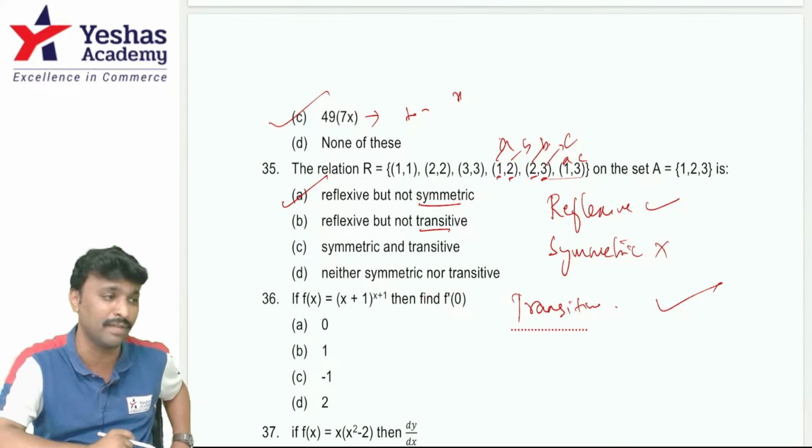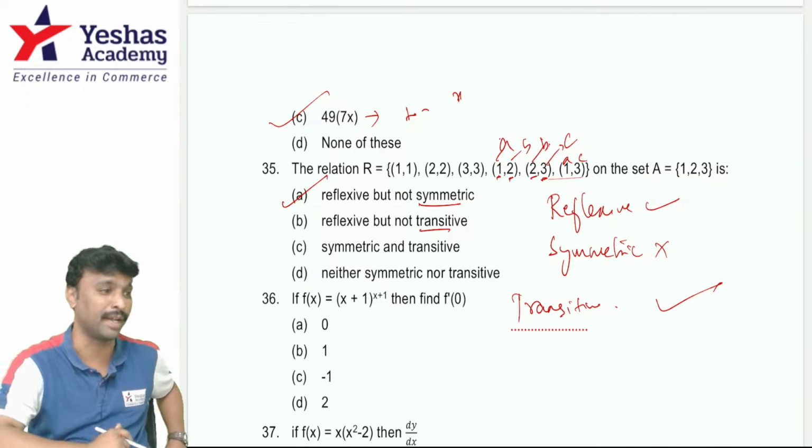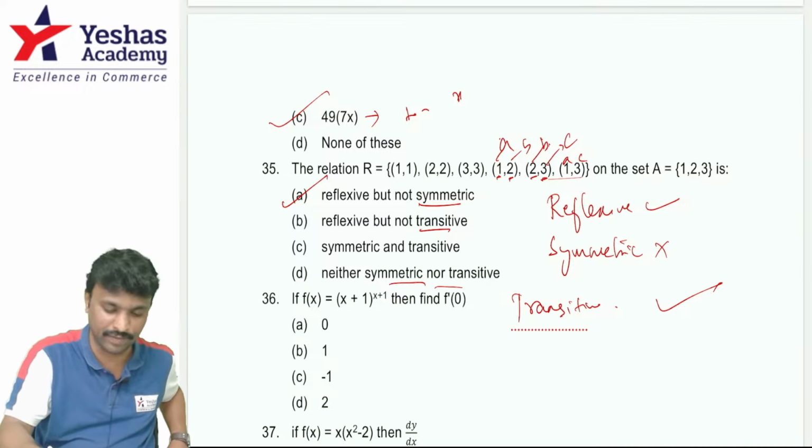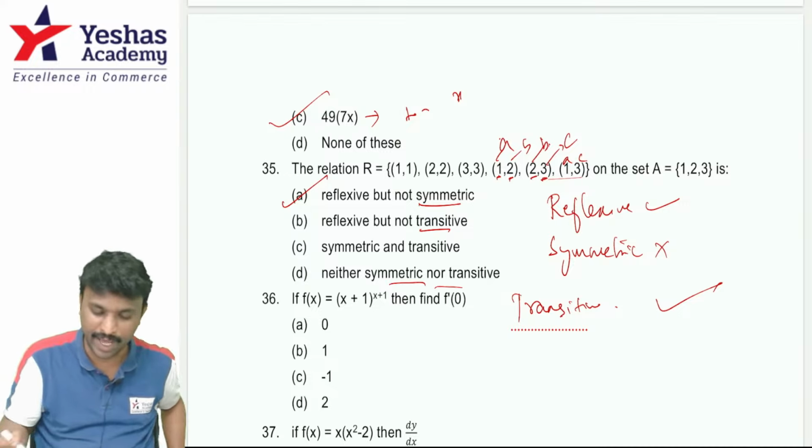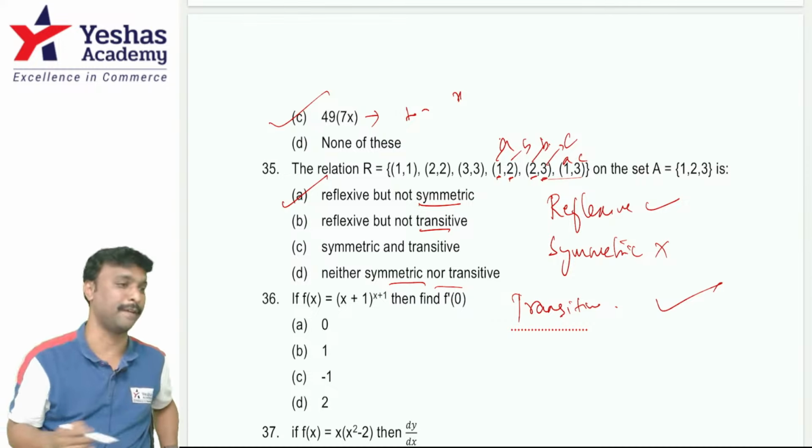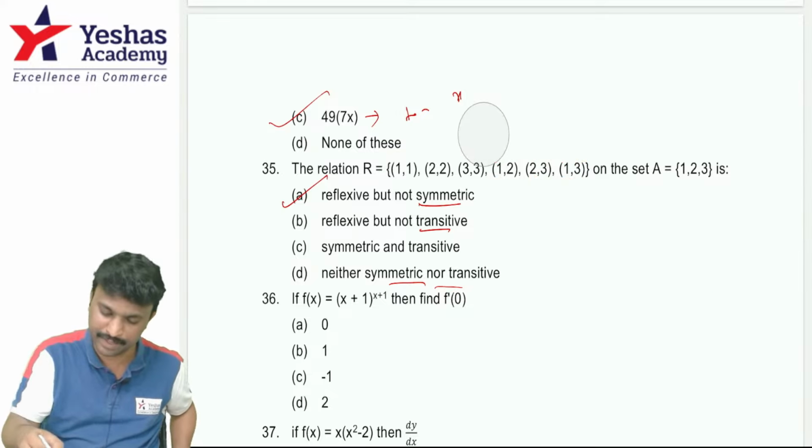Symmetric and transitive. So you cannot say, because it is not symmetric. And neither symmetric nor transitive, definitely no. So it is option A, reflexive but not symmetric. You understood? It is definitely transitive.